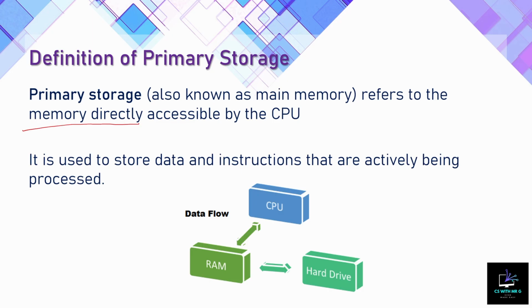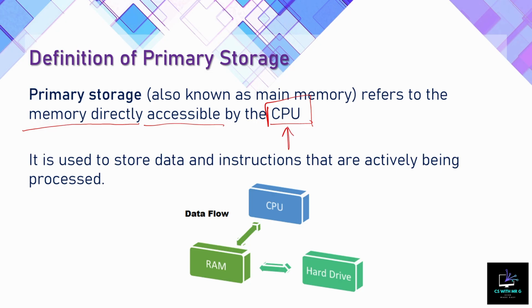which is directly accessed by the CPU. So that's the definition of primary storage as a whole, and the different types of primary storage that we'll look at all talk to the CPU directly. There's no middleman involved, and data is transferred directly from a primary storage device to the CPU.